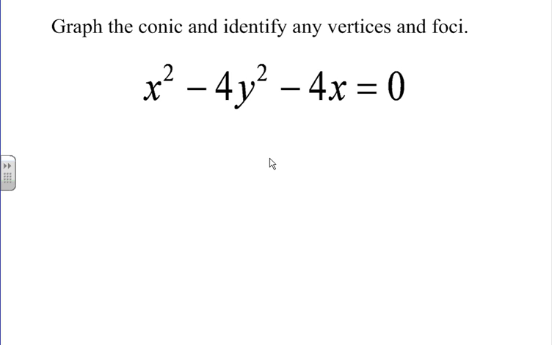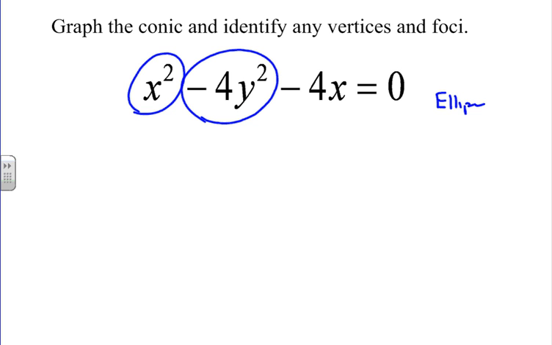But for this one, the first thing is you want to identify how many different squares there are. So we have two different squares. So either it's an ellipse or a hyperbola. Now with an ellipse, the two squares are always going to be positive. With a hyperbola, one of them is going to be negative. And when you look at this right here, you notice that you do have a negative value. So because you have a negative term, the hyperbola is the one you're going to be using for today.